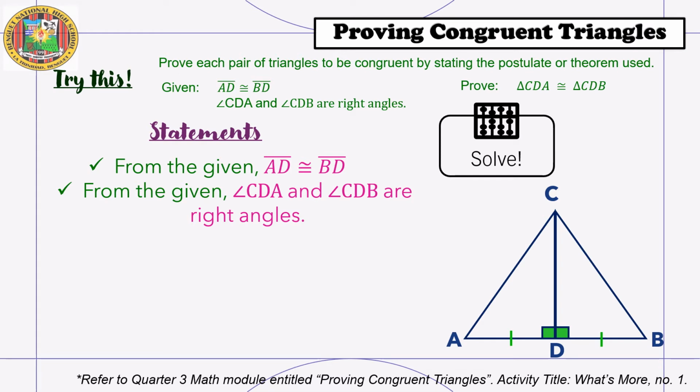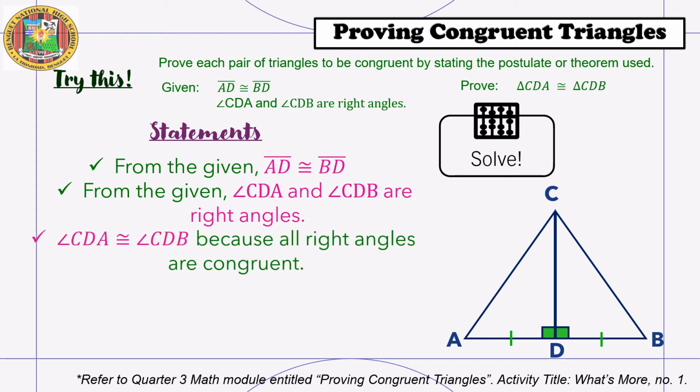From here, we now make statements based on the given information. Since both angles CDA and CDB are right angles, that means they both measure 90 degrees. That implies that angle CDA is congruent to angle CDB since all right angles have the same measure or are congruent to each other.